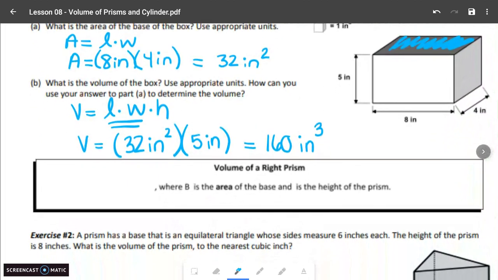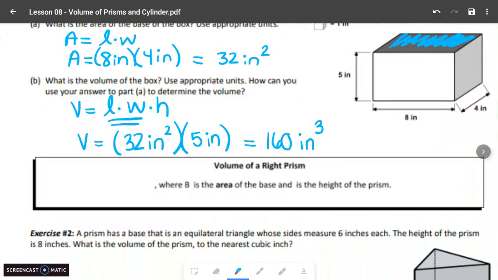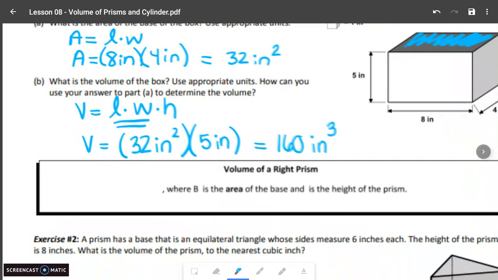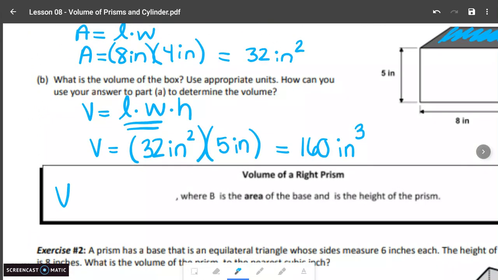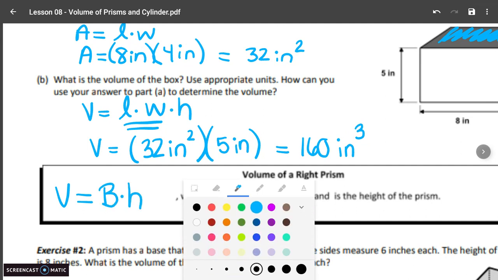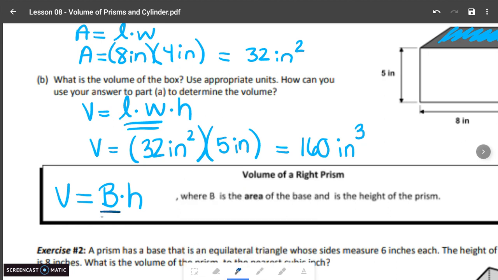So let's develop a formula here. Now, with this right prism, you could just do length times width times height. Reference sheets that you would see along the way would have the volume equal to capital B times H. Now, that capital B is very, very, very important. Capital B is the area of the base, and H is the height.